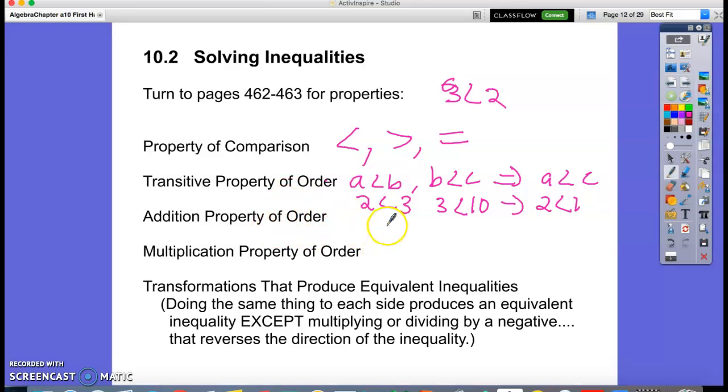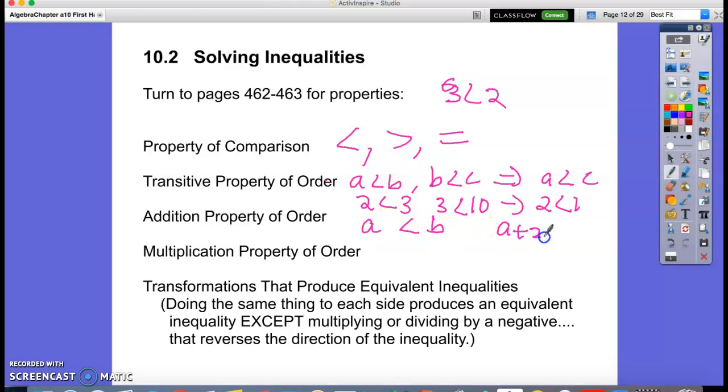Addition property of order. Just like the addition property of equality, if you have a is less than b, I can add or subtract the same number from both sides of the inequality.